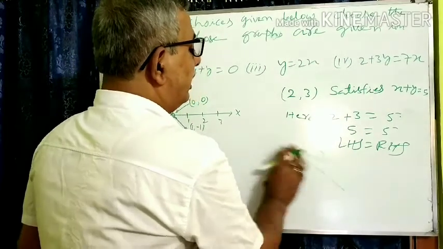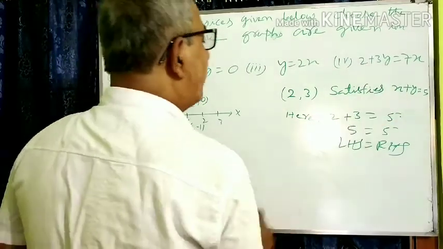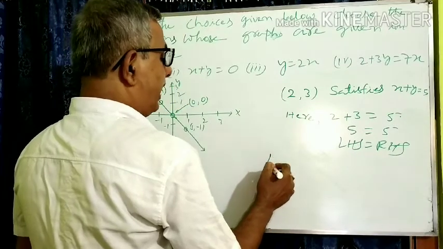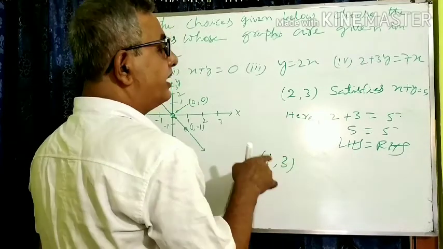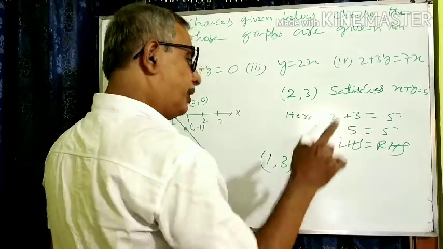Suppose a point is there which does not satisfy this. Suppose 1 and 3. Here you see whether it will satisfy this line. We are checking.